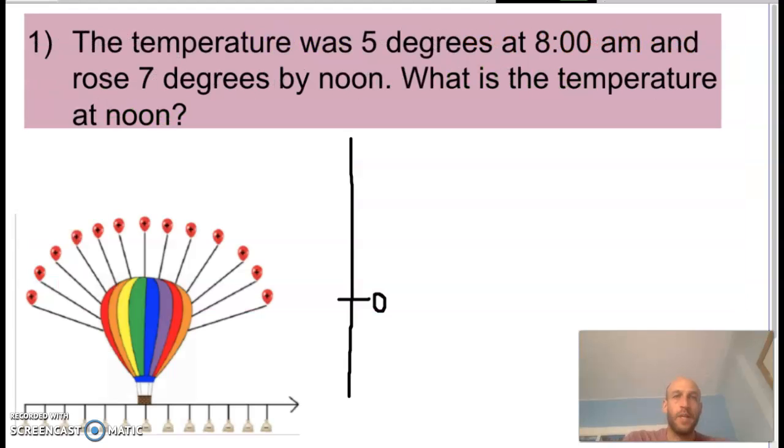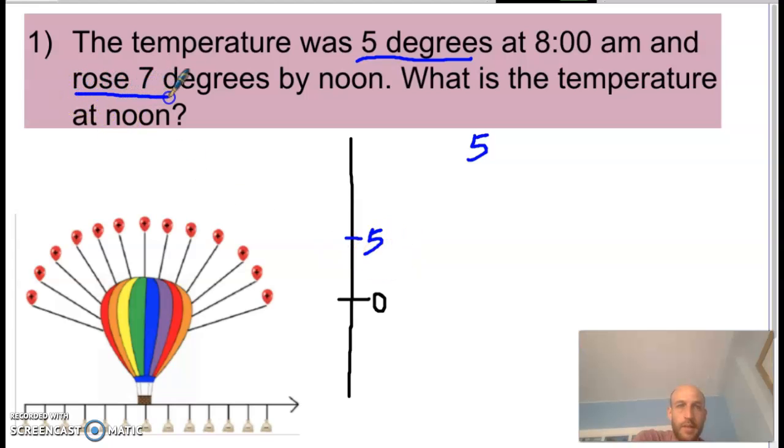All right, number 1, the temperature was 5 degrees at 8 a.m. and rose 7 degrees by noon. What is the temperature at noon? So we have a starting temperature. I'm going to show you two different strategies for every problem. Okay, first is on a number line. So we have our starting temperature. And the second is with an expression. We start with our starting number on both of them.